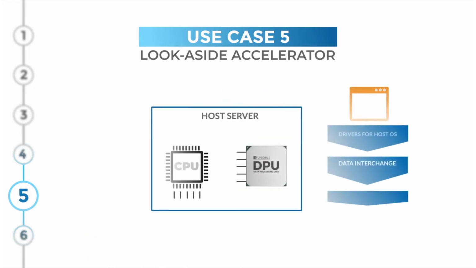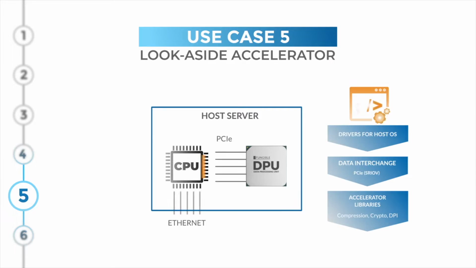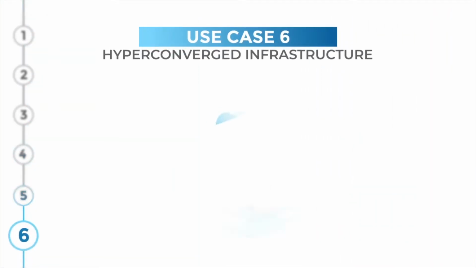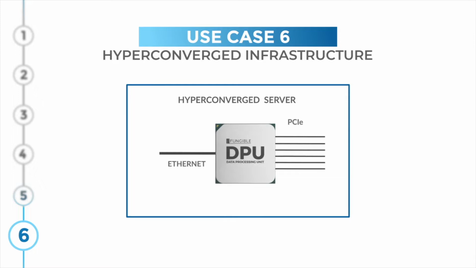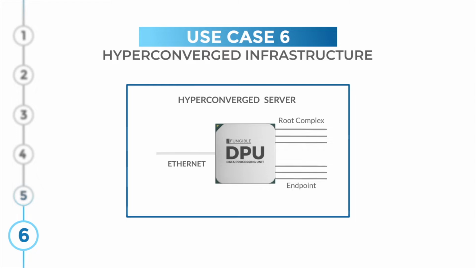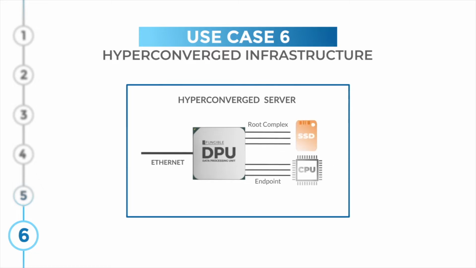The Fungible software suite includes drivers for the host OS and accelerator libraries that will allow the host to offload these functions into the Fungible DPU. Lastly, while the Fungible DPU is designed for massively scale-out, composable, disaggregated infrastructure, the Fungible DPU can also supercharge your hyper-converged infrastructure. Combining multiple personas, the PCIe ports can be configured to support both root complex and endpoint. The Fungible DPU acts as the data path hub, bridging the network and the compute and storage resources in the hyper-converged servers.